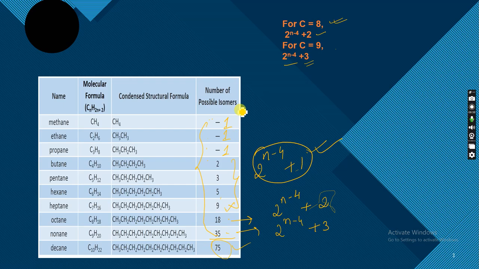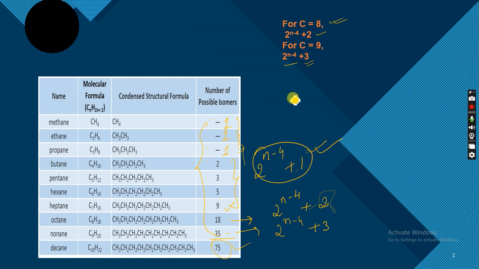And remember, methane, ethane and propane have no isomers. There is only one structure. For methane, ethane, propane, you cannot draw more than one structure. Now why is it happening? Why are we getting isomers only from butane?